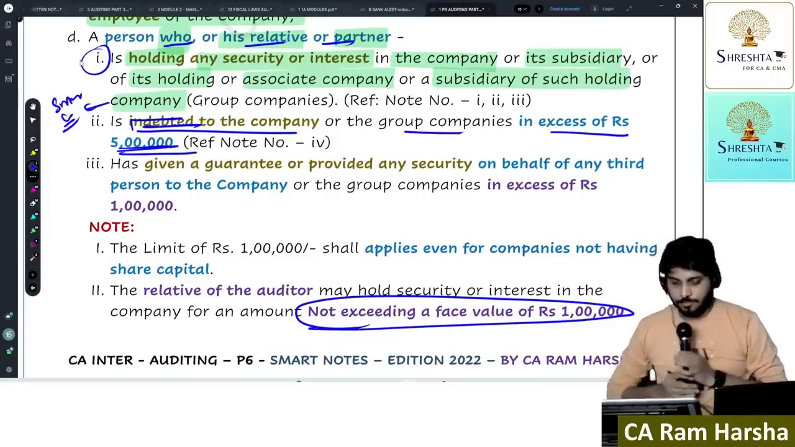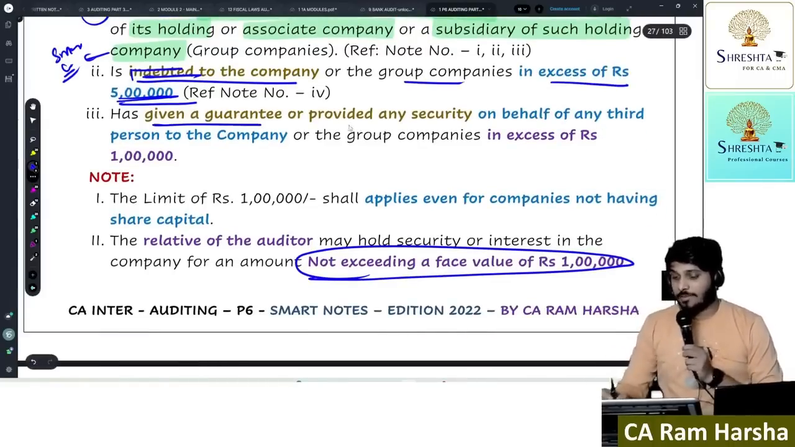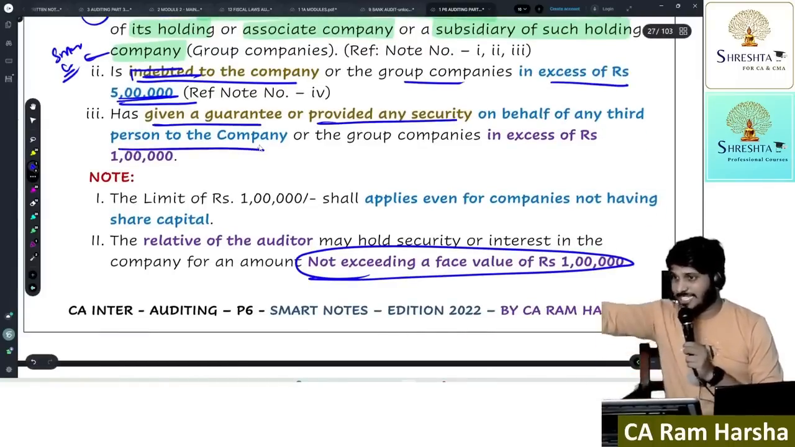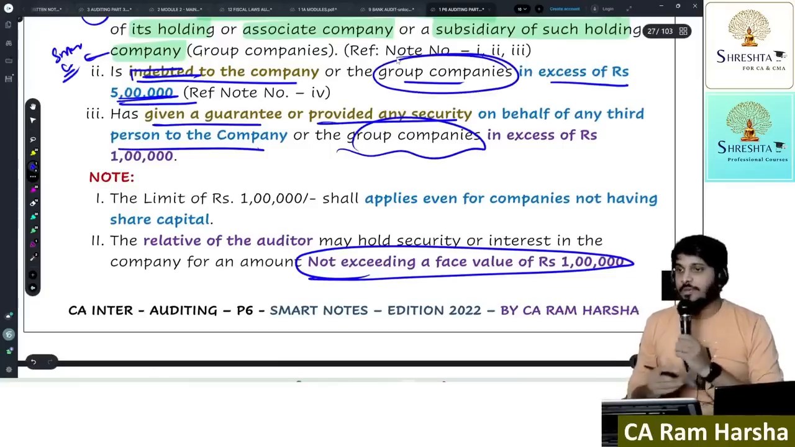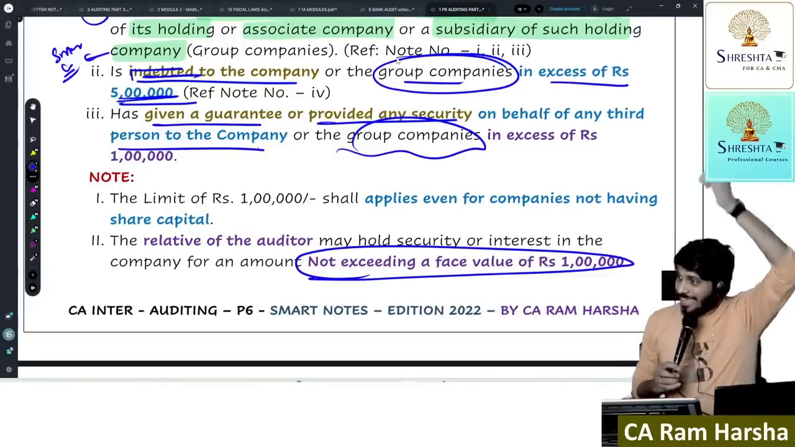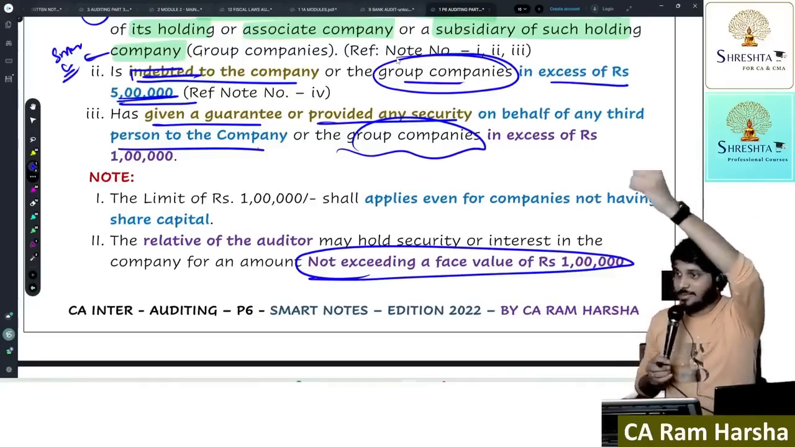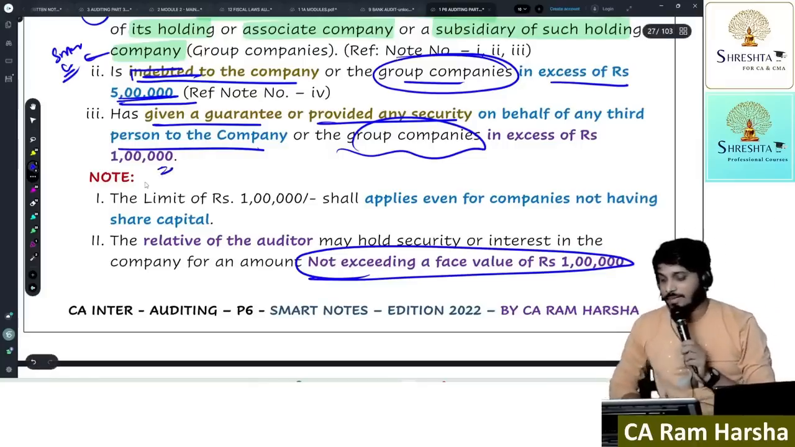Or if the auditor has given a guarantee or provided security on behalf of a third person to this company or group companies. I am using the word group company for convenience. Group means what? The remaining 4 companies, other than this company: its holding, its subsidiary, its associate, its subsidiary of the holding company. Up to how much is it permitted? 1 lakh.